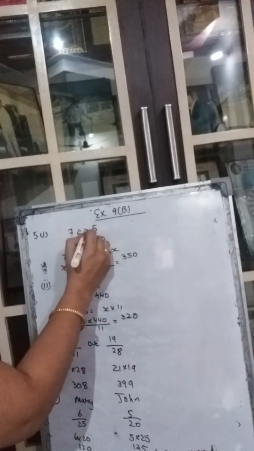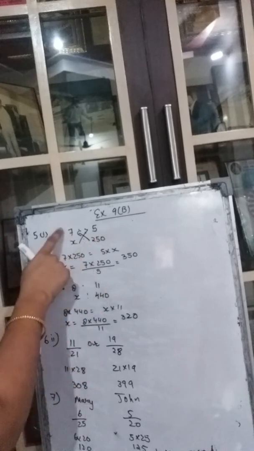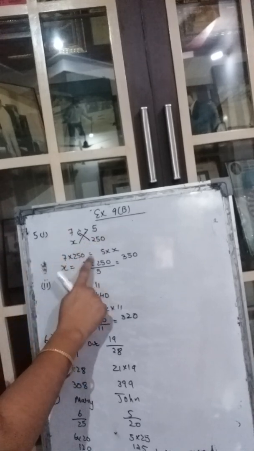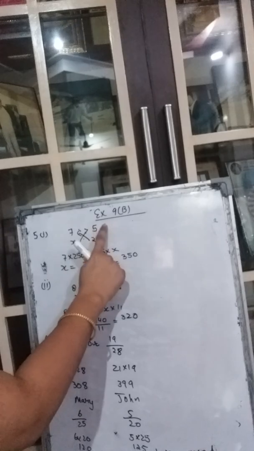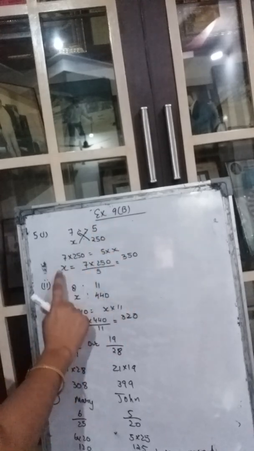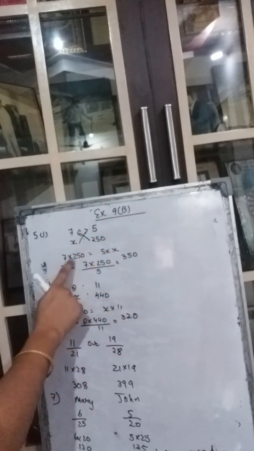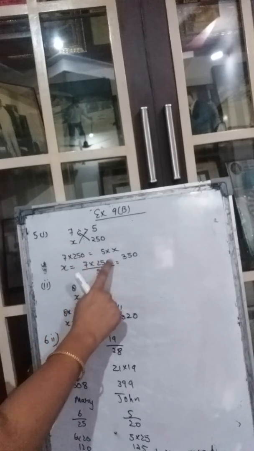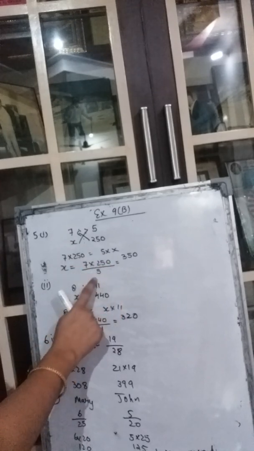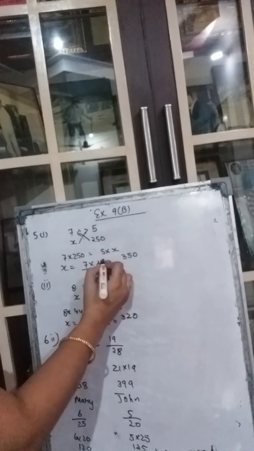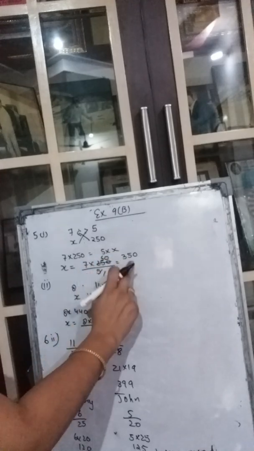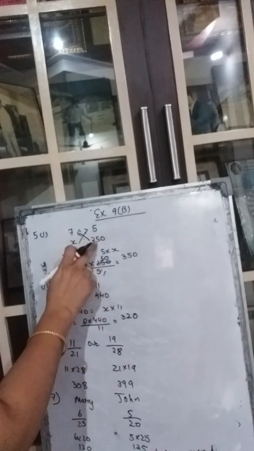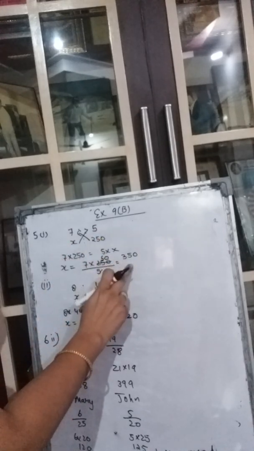Clear? Now simply do the cross multiplication. 250 will go here. 7 into 250 is equal to 5 into x. x is equal to 7 into 250 upon 5. 5 is getting multiplied, so it will get divided. 5 ones are 5 and 5 fifties are 250. So 350 is the number, the bigger number. Now 250 has been increased to 350.